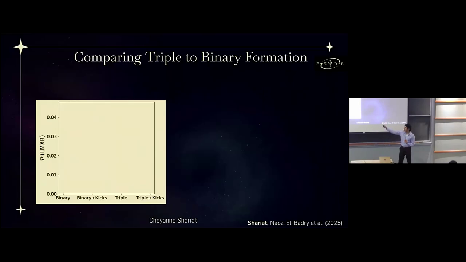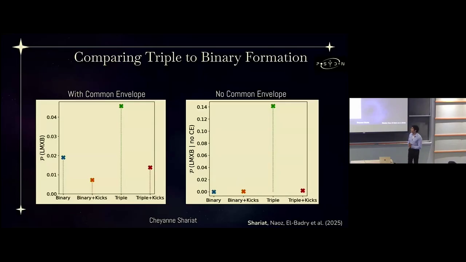And it turns out that if you crunch the numbers, the fraction of low-mass X-ray binaries shown on the y-axis is super high in triples, even with kicks, compared to just the isolated binaries. This is because you get higher eccentricities and more mass transfer events in triples. And if you don't believe in common envelope and you test all these populations, you find that triples is an extremely efficient way to form low-mass X-ray binaries.